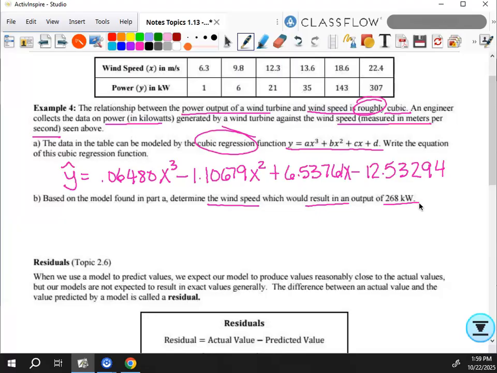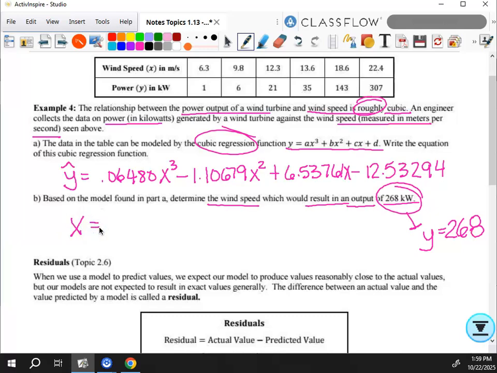I heard some good discussions about how to use this. This is why I didn't just tell you. I wanted you to think about it. So listen, this 268, is this my output or my input? Output. And I mean, it literally said it right here. It's not always going to say it like that. But output, so that means this is y. Y equals 268. If they give me y, that means I'm looking for x, right?